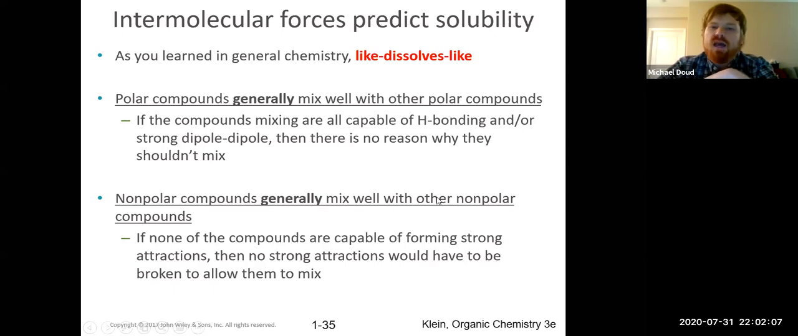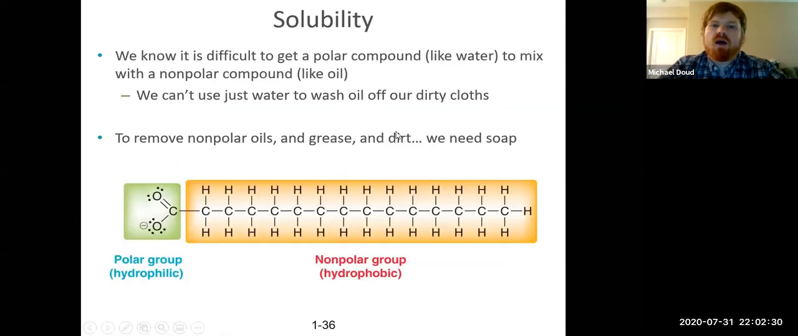Just keeping that in mind, again, this is a rule of thumb. This is not an absolute rule. You're going to find cases where something that you would predict to be too nonpolar is going to mix with something that you'd predict to be too polar when you go through your lab results later on this semester. But this is our rule of thumb: polar dissolves with polar and nonpolar dissolves with nonpolar. Okay, sorry, that wasn't the very last slide.